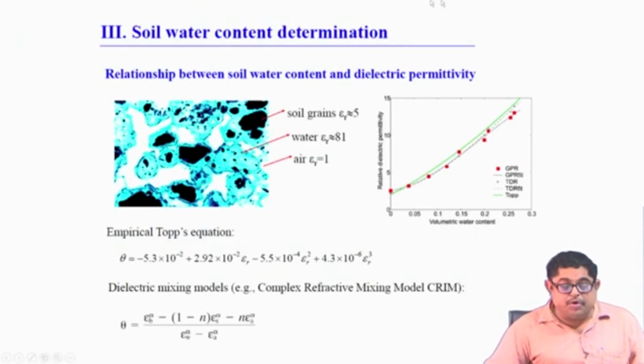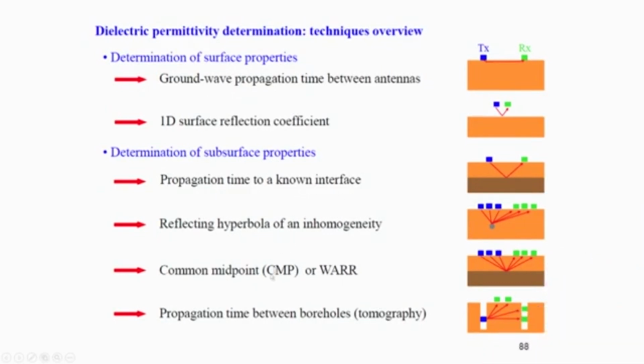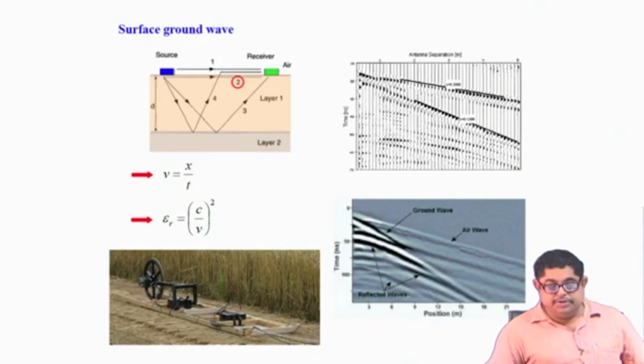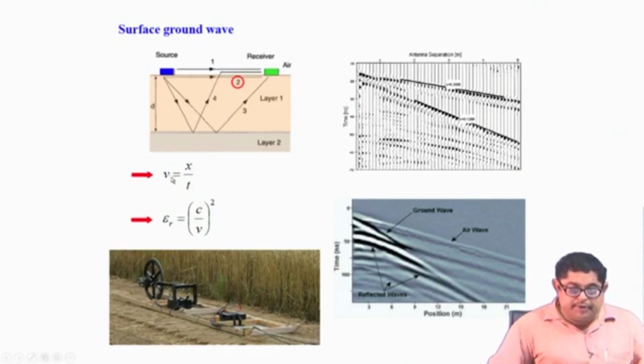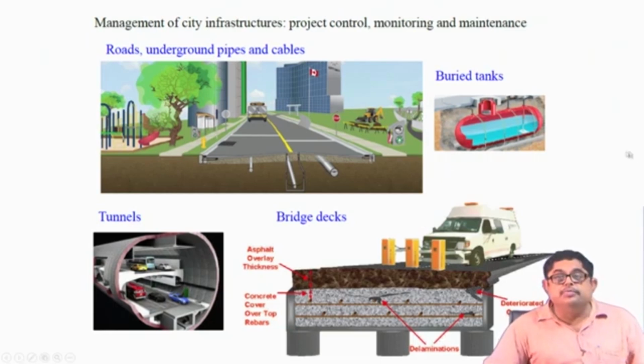Now, another thing is soil water content determination. This we have already discussed. In various ways, determination of surface properties, determination of subsurface properties, you can see these. These are still various models being proposed and active research is going on. Then these are the basic formulas, that v, the velocity, is x by t, the total travel time, and epsilon r is given by this. So, you see this is a typical example of radar, and these are the various waves, reflected waves, air waves, ground waves. So, now you see where GPR is used.